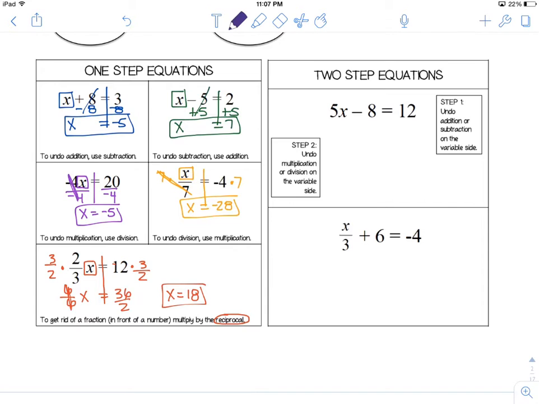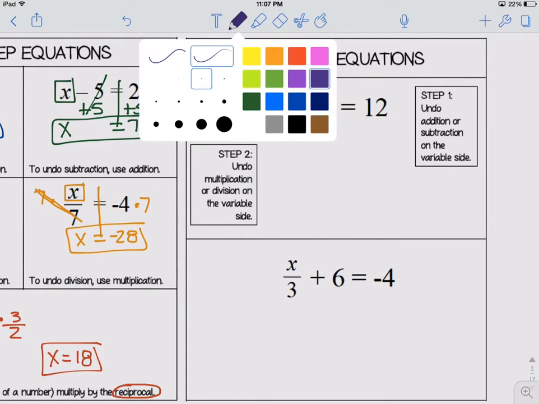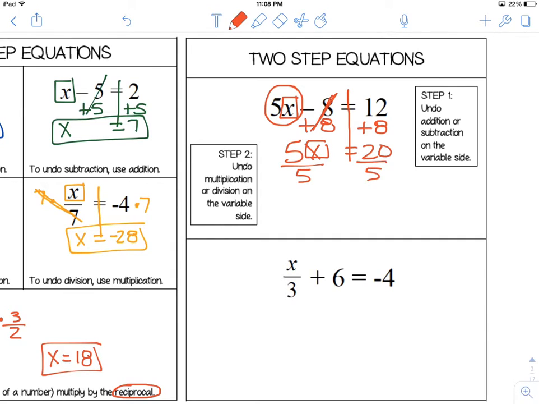I completely skipped two-step equations. So let's go back to that. We want to divide, left side and right side. You have an x. Now, anytime you have a number, a coefficient with it, that bond's a little bit stronger than addition and subtraction. So you want to add 8 to both sides. So 5x equals 20. Now you can isolate the x by dividing both sides by 5. And x equals 4.